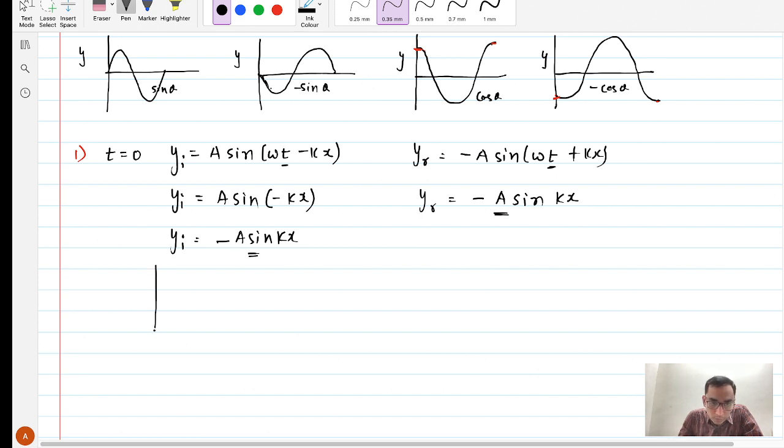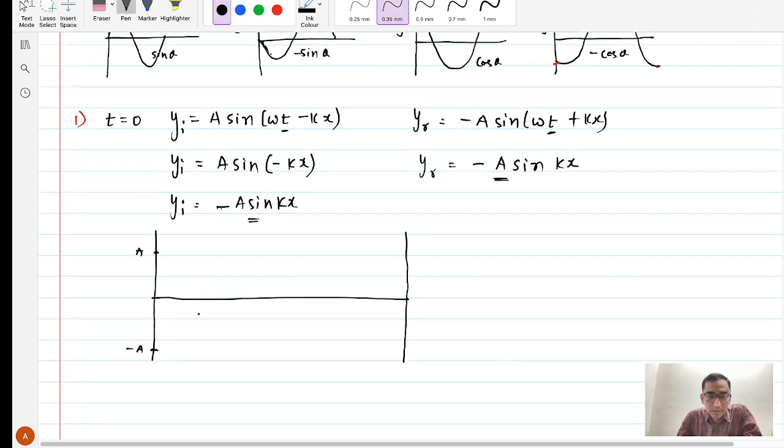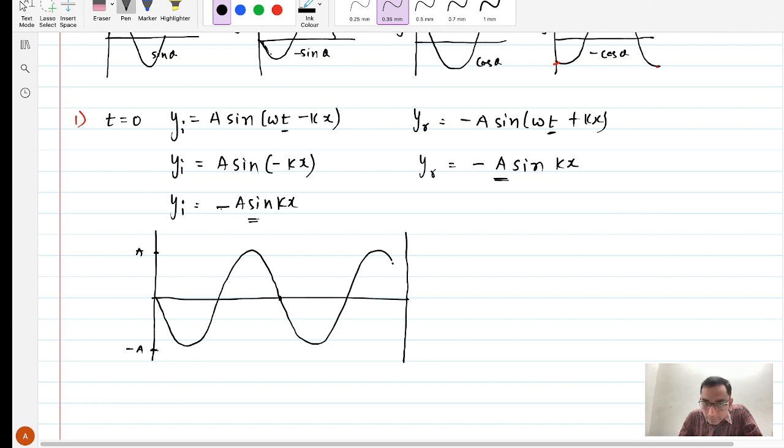If you look at these two waves, they are in phase, so they are going to constructively interfere with one another. If I plot a common graph for both of them, I will have to draw at least two waves. Minus of sine function, with plus A on the top and minus A at the bottom as the amplitude, means it starts like this. This is my one graph, and then the second like this one.